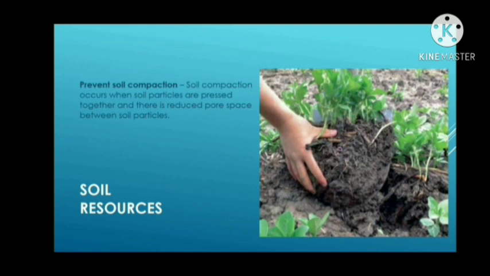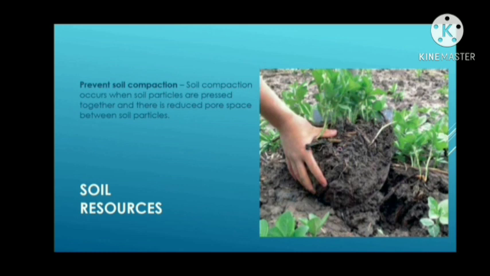Prevent soil compaction. Soil compaction occurs when soil particles are pressed together and there are reduced pore spaces between soil particles. So why is compaction of soils important? Compaction increases the shear strength of the soil, which is important if the soil is being used to retain water in agricultural use. Compaction can prevent the buildup of large water pressures that can cause soil to liquefy during earthquakes.